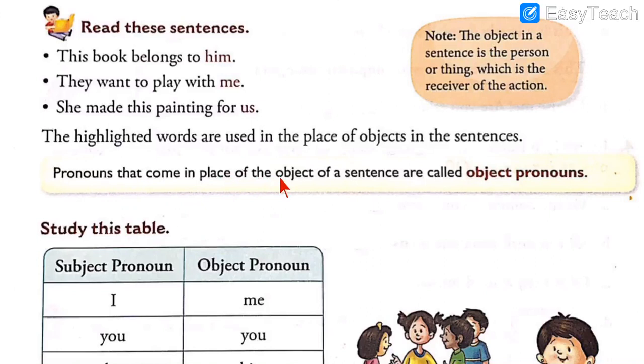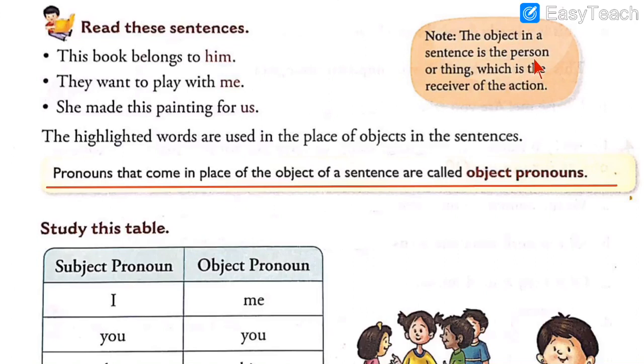Pronouns that come in place of the object of a sentence are called object pronouns. So write this definition in your notebook. Pronouns that come in the place of the object of the sentence are called object pronouns. Examples you got: him, me, us. So note what is given.